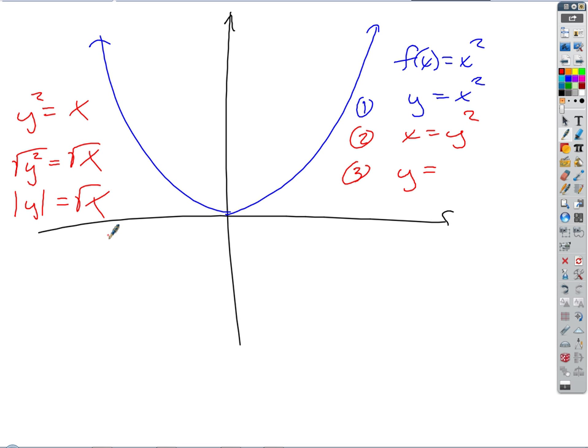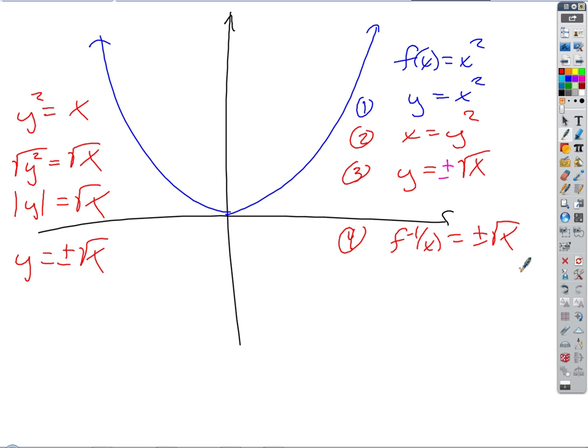This is the definition of absolute value. And if the absolute value of y equals x, then that means that y could really equal plus or minus the square root of x, right? You don't have to show that work every time, that's fine. You just have to remember, though, that when I solve an equation by square rooting both sides, I have to put in a plus or minus. And then finally, we just write it as an inverse, if we want to. Okay, so we get plus or minus the square root of x.